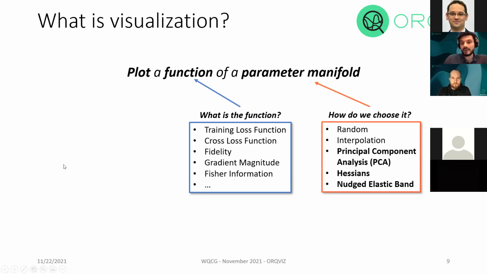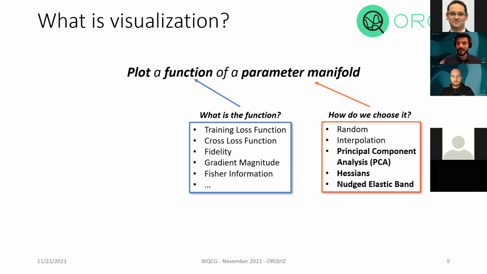Now the parameter manifold, right, is the low dimensional. Sorry, I think someone's unmuted, but I will just carry on. So I will try to mute. Okay, yeah, go on. Yeah, thank you.